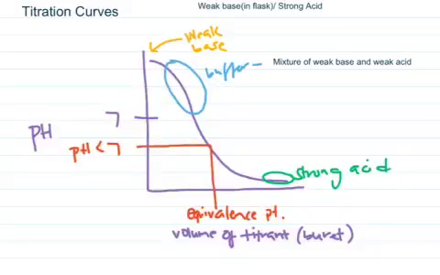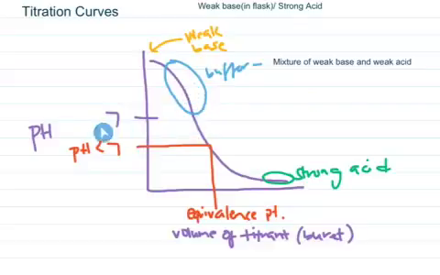Alright, so let's look at 4 different titration curves. The first one we're going to look at is a weak base in the flask with a strong acid. Here we start with a strong base. It goes into the buffer zone, which is a mixture of weak base and weak acid.